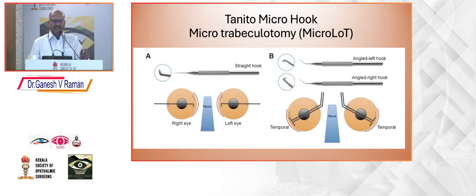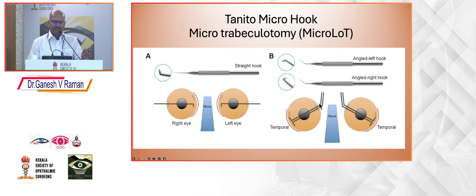So coming to Tenitos microhood, this is a device which addresses it, and it has three devices actually. So in A you have the straight shaft, so it cuts the nasal angle about 2 clock hours superiorly and 2 clock hours inferiorly in the right and left eye. This is how it's represented. And then you have the angle device.